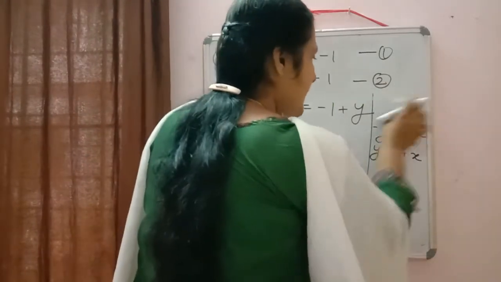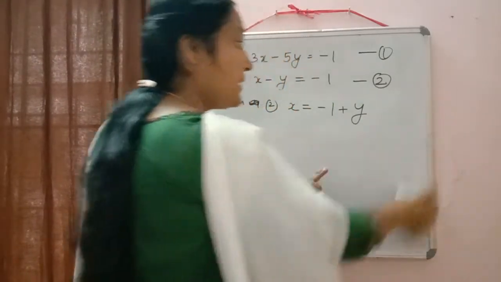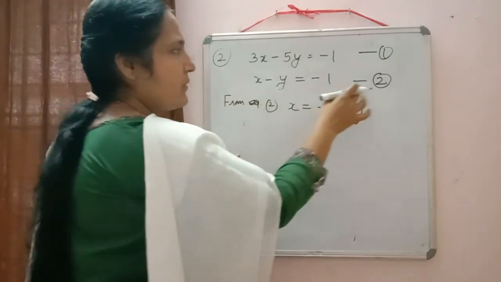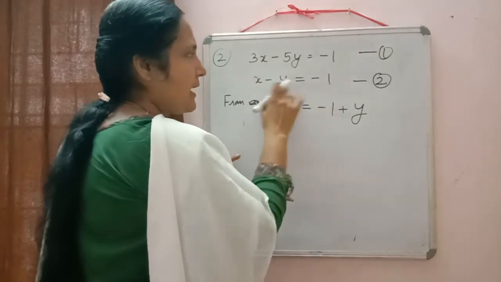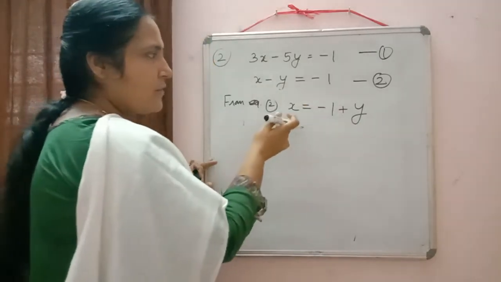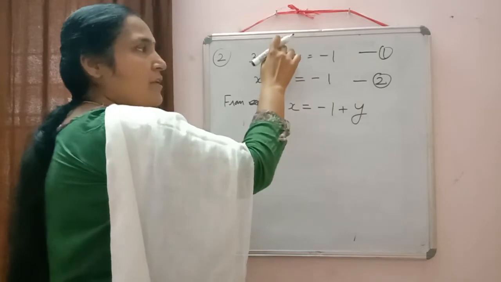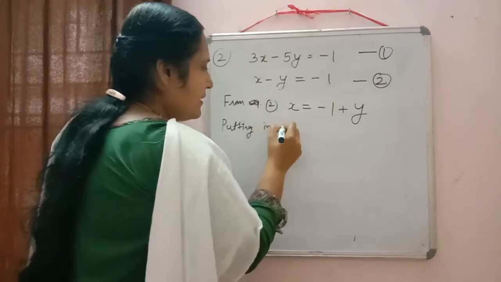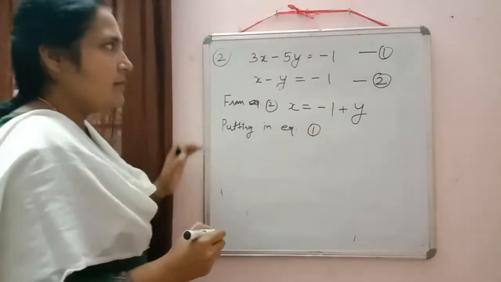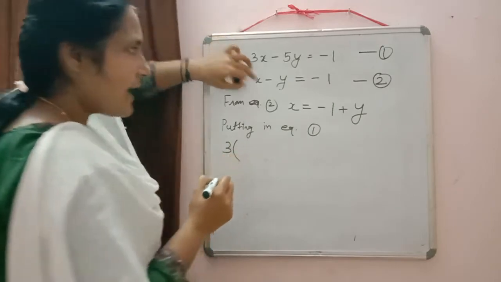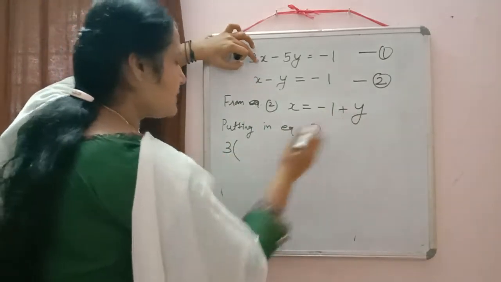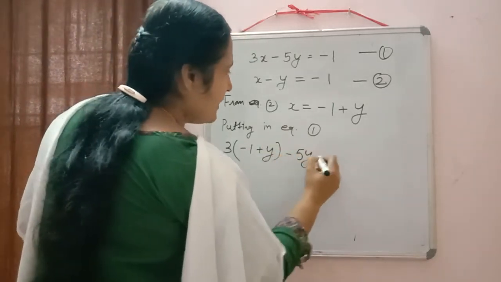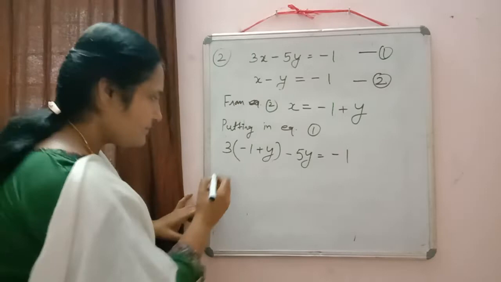So first, take the value from one equation and substitute in the other equation, not in the same equation. So what we did, from equation 2, we wrote x is equal to minus 1 plus y. Now what we are going to do? We'll substitute the value of x in equation 1. So putting the value in equation 1, 3 into, in place of x, I am going to write minus 1 plus y. Minus 1 plus y, minus 5y is equal to minus 1.